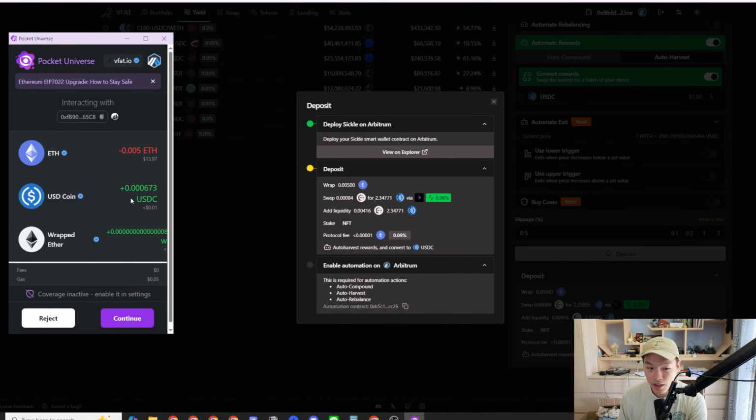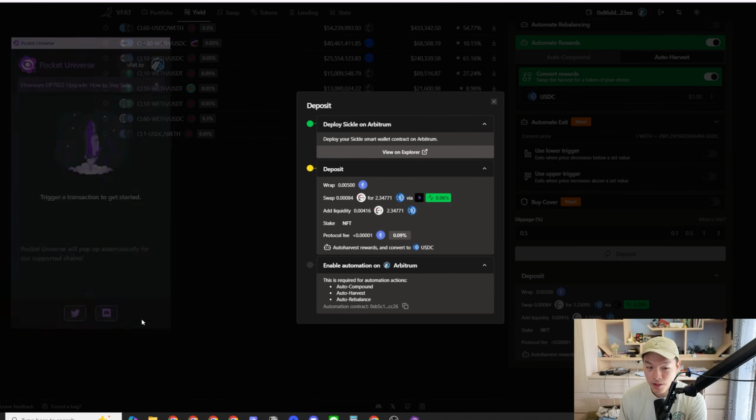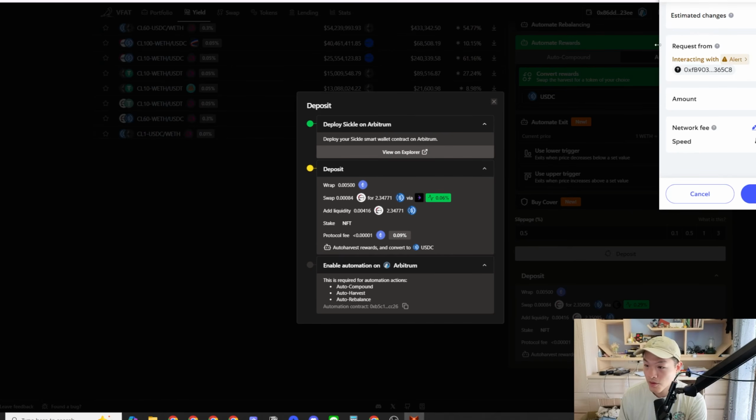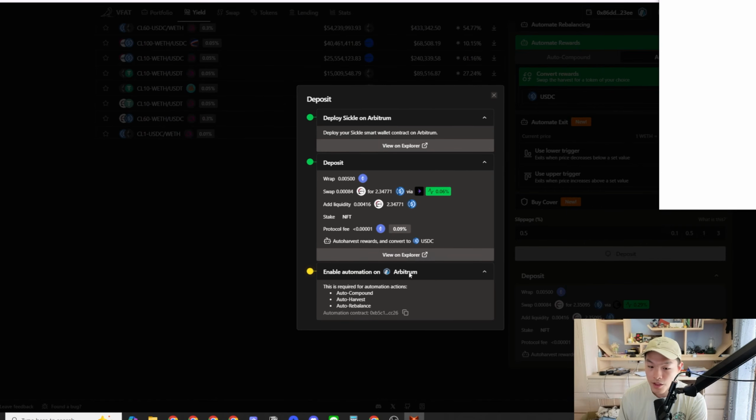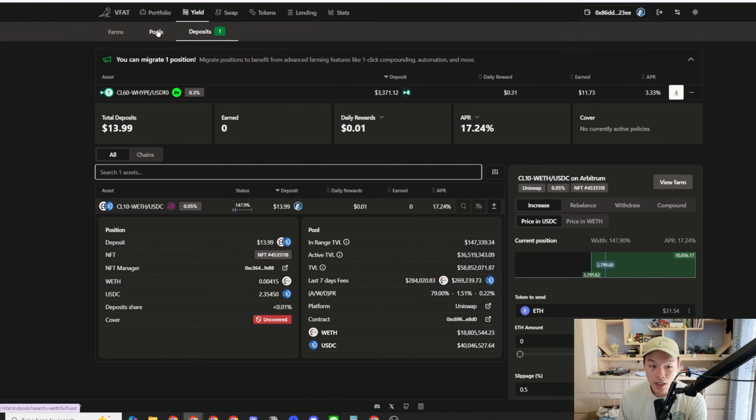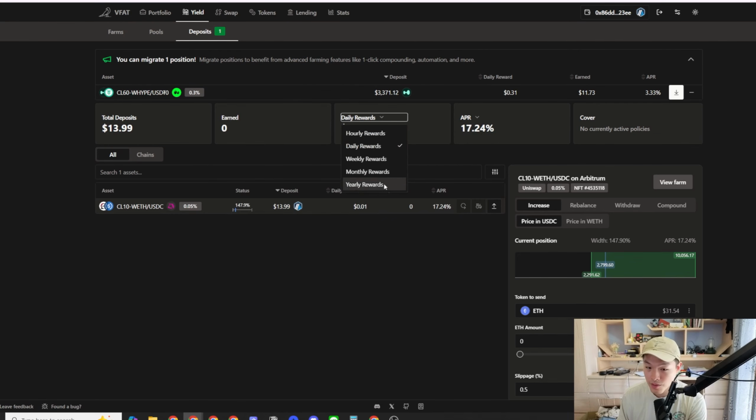Once that's done, I'm going to be able to swap into my position here with only Ethereum, pay a little bit of fee, hit confirm, and then I could enable automation here and hit confirm. And if I go to this deposit tab, I see my position right here. And you can see your daily reward, your yearly reward, your monthly reward, depending on the APR. This is not that accurate, but you could still take a look anyway.